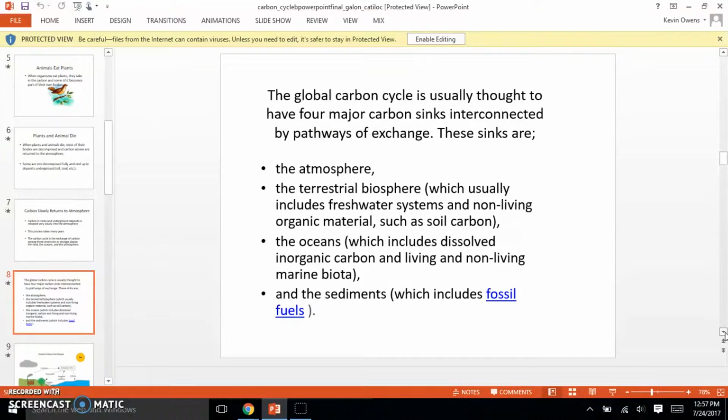The global carbon cycle is usually thought to have 4 major carbon sinks interconnected by pathways of exchange. These sinks are the atmosphere; the terrestrial biosphere, which usually includes the freshwater systems and non-living organic materials such as soil carbon; the oceans, which includes dissolved inorganic carbon and living and non-living marine biota; and the sediments, which include fossil fuels.